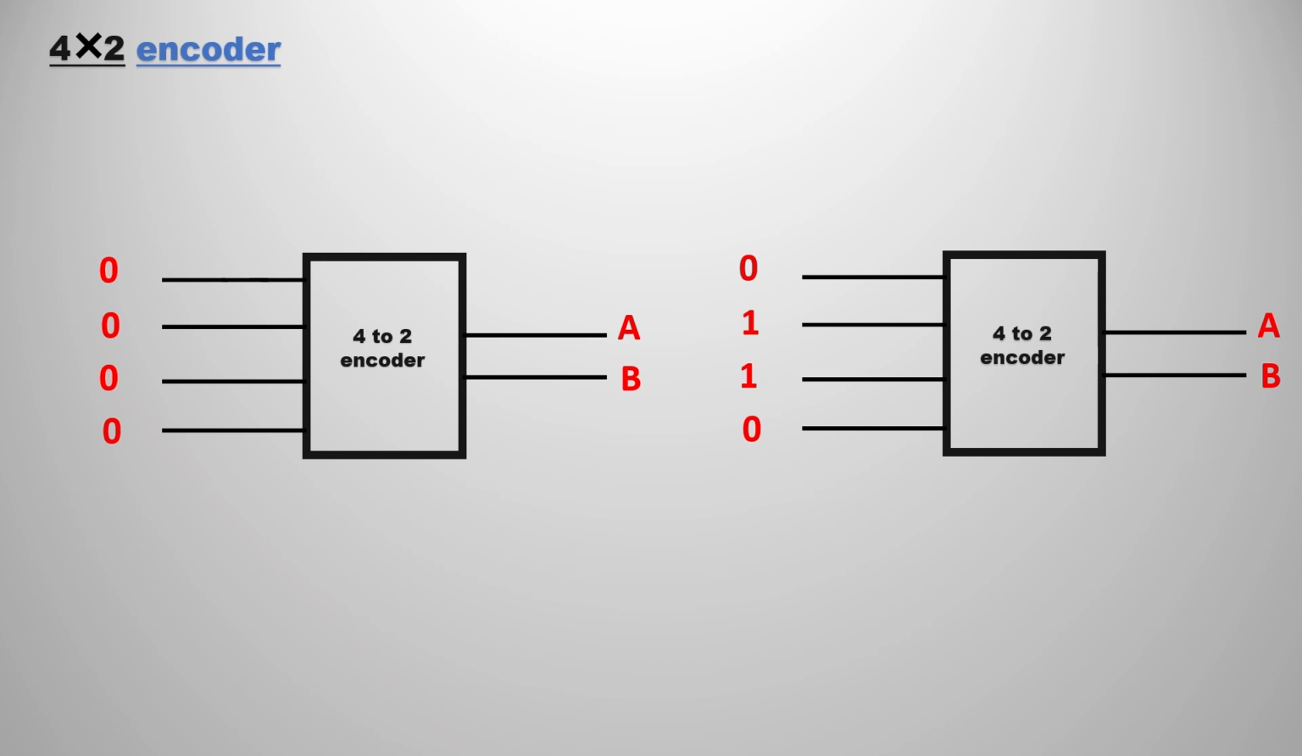And the second case is if you pass multiple inputs at a time. This is also a huge drawback in the normal encoder. For this purpose we are going to use the special one, that is the priority encoder. So let's see what is meant by that.